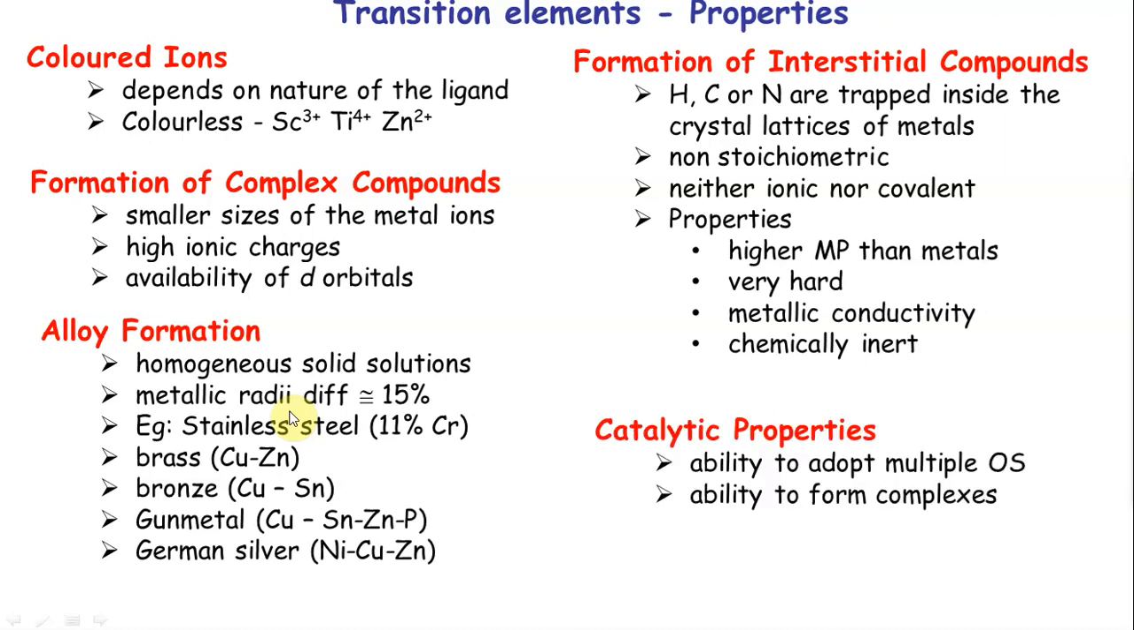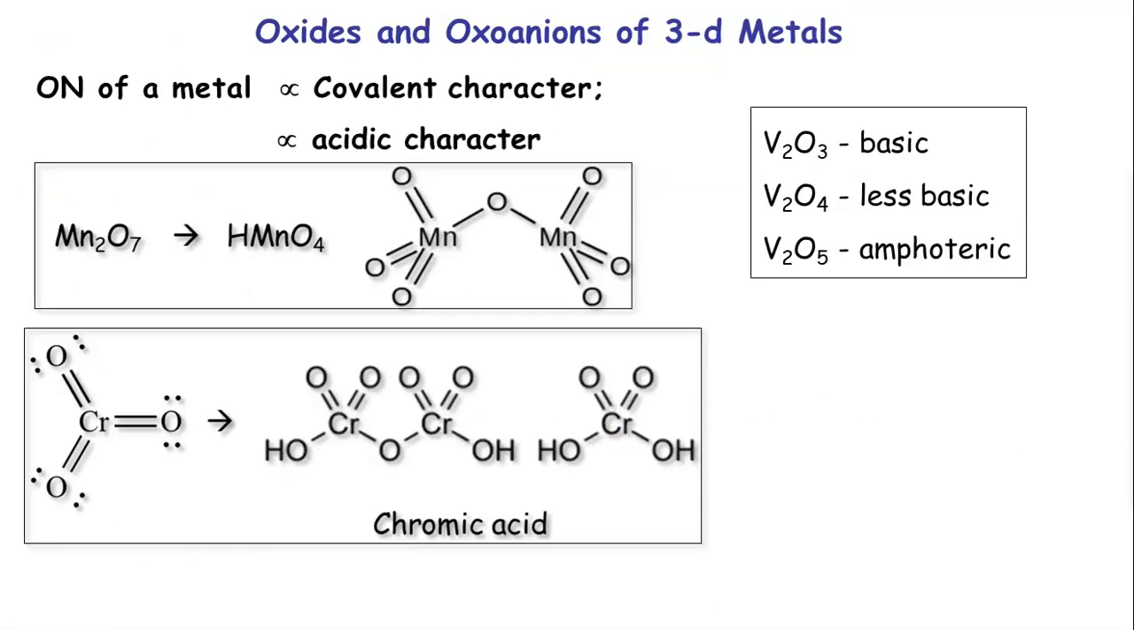The last property we want to know is catalytic property. They have multiple oxidation numbers or oxidation states, so because of that they can easily form temporary bonding with the incoming reactant and convert it into product. They also have the ability to form complexes with the reactant, converting it into the product of choice that you want. A couple of oxides and their structures are important. These are what's in your syllabus.